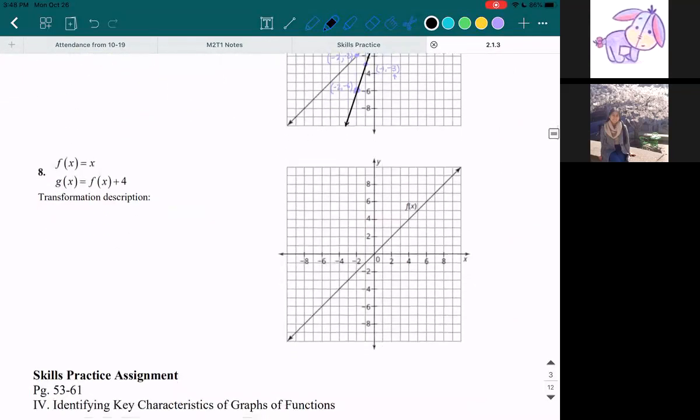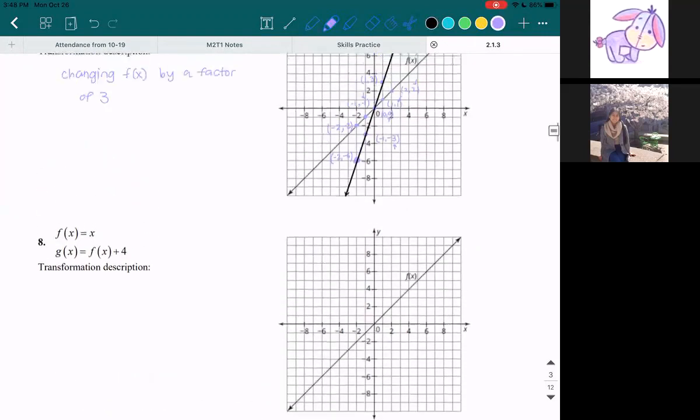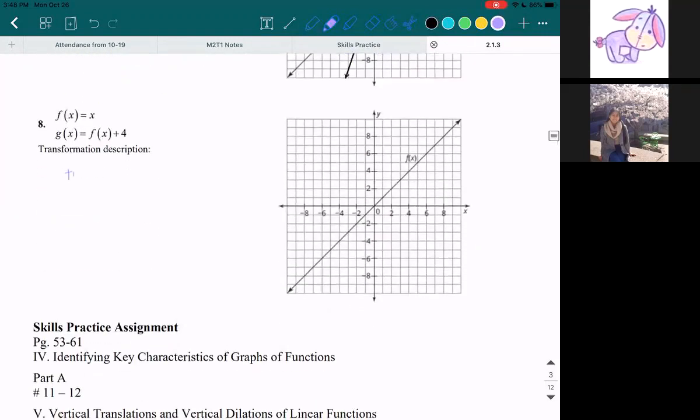Okay, so for number 8, it says f of x is equal to x and g of x is equal to f of x plus 4. So when you're not multiplying, but instead adding or subtracting, you're going to be moving up or down. Now, in our case, we have adding, so that means we're actually going to be moving up. Translate just means moving it up, down, left, right. Translate f of x up 4. How do I know it's up? Because it's adding 4. So we're moving up 4 because we added 4 to the end of f of x.